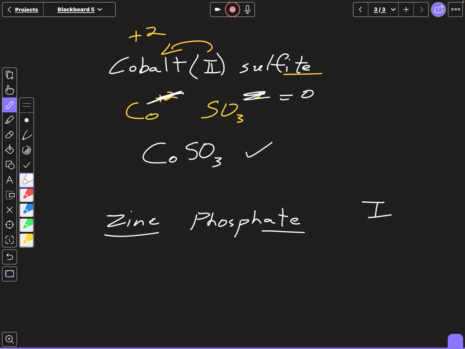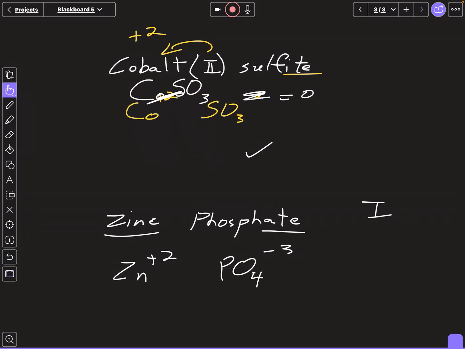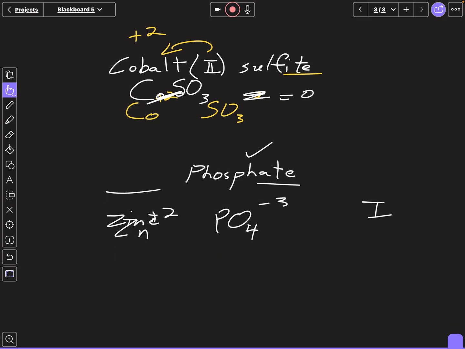So I would write the formula Zn, and I remember Zn is always a positive 2. And then phosphate, if I look up its formula, my list is PO4, and it's a -3. If these numbers are different, I can do it one of two ways.